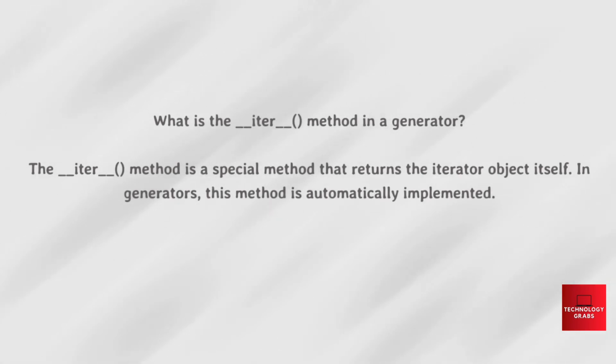What is the __iter__ method in a generator? The __iter__ method is a special method that returns the iterator object itself. In generators, this method is automatically implemented.